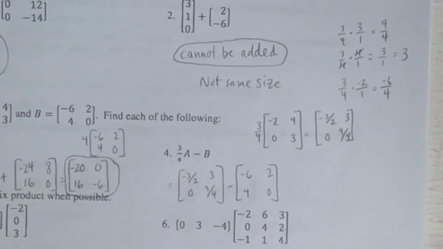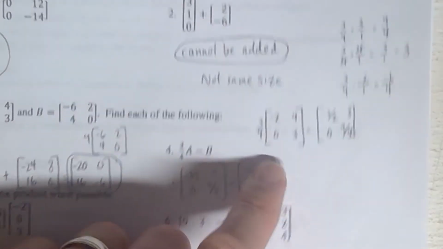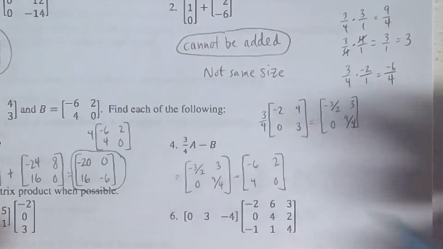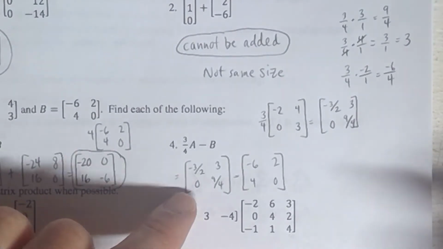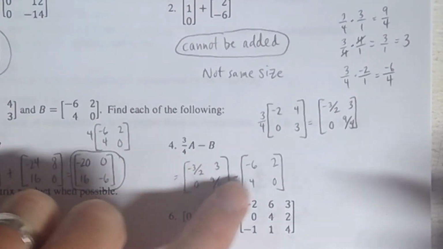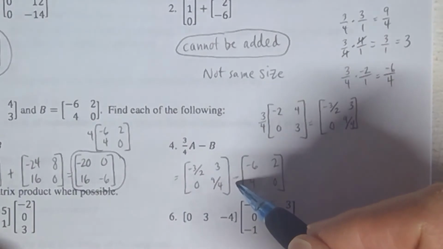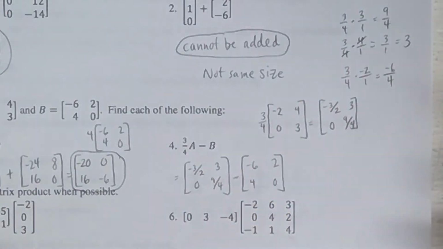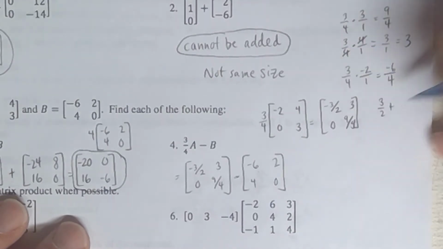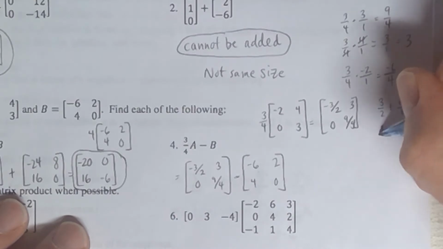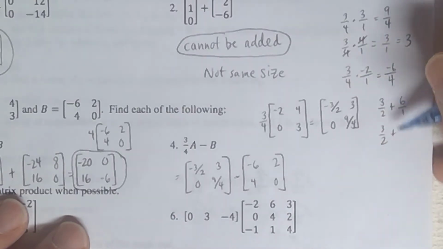In this case, subtract. So I did the scalar first. That's what we just produced here. And now that I subtract, since they are the same size matrix, I can actually subtract. 3/2 minus -6. Remember, that's the same thing as +6 because that's a double negative. All right. What is 3/2 plus 6? Well, 3/2 plus 6 is 6/1. That would be 12/2, wouldn't it?